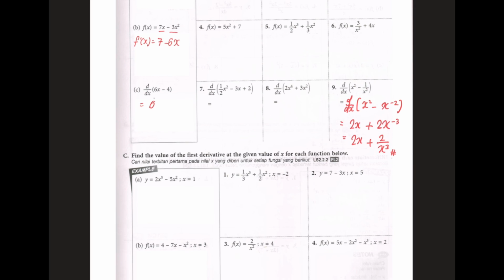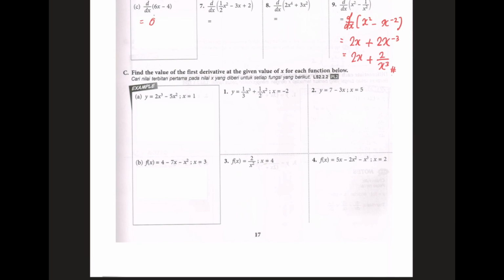Now let's look at C also. Find the value of the first derivative at the given value of x for each function below. So they give us y equal to something, and then they give us x equal to 1. So what we need to do is find dy dx. I assume you are already familiar with the differentiation. I do it straight away, term by term.